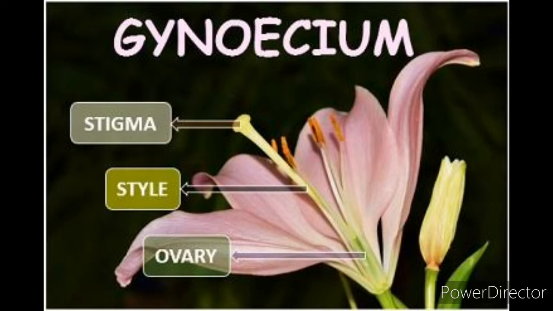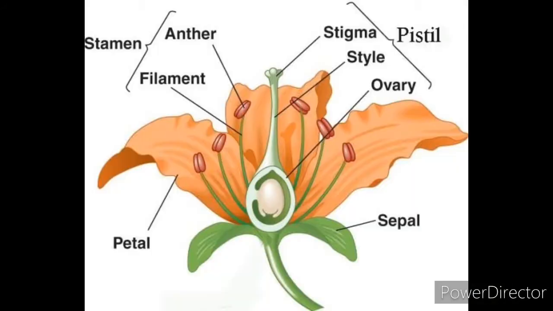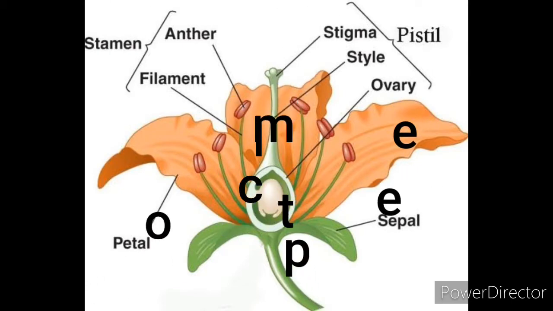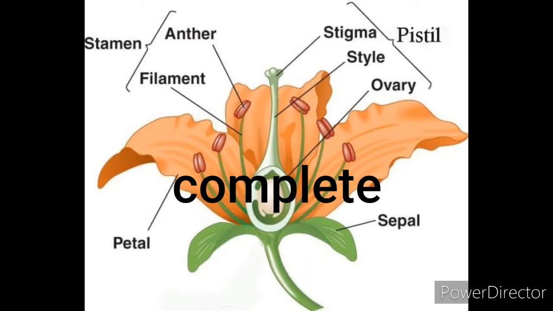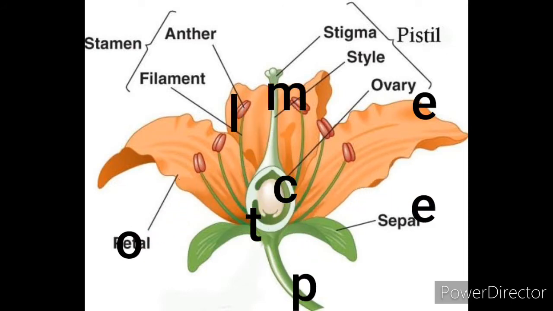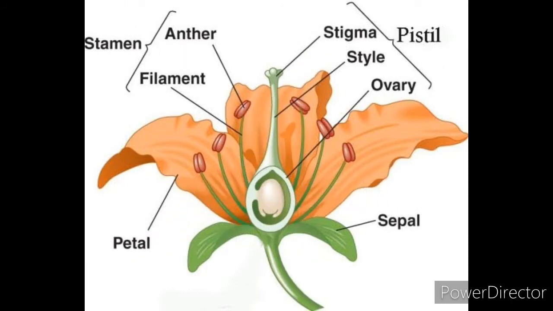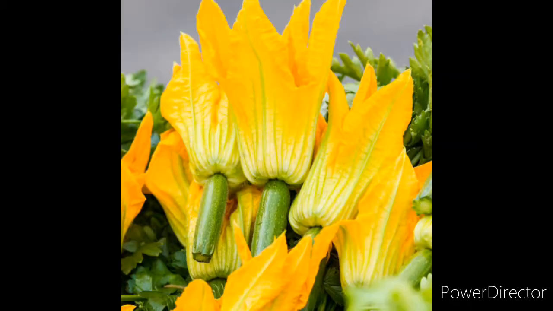Let us know the differences between complete and incomplete flowers. A complete flower may also be called a perfect flower. It is one which consists of all the 4 whorls. If one or more sets of floral whorls are missing, the flower is said to be incomplete or imperfect flower.